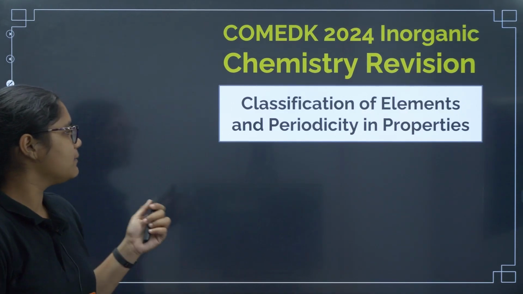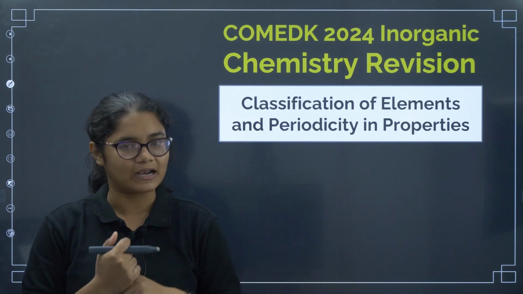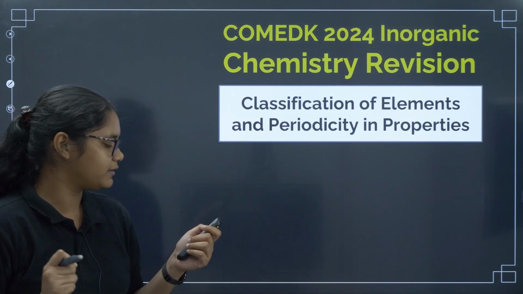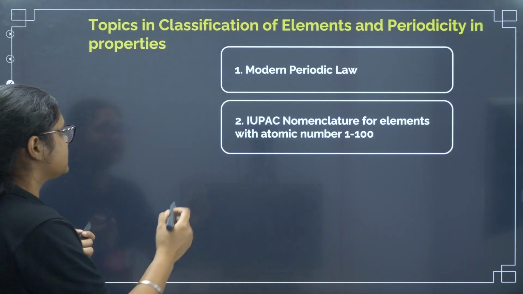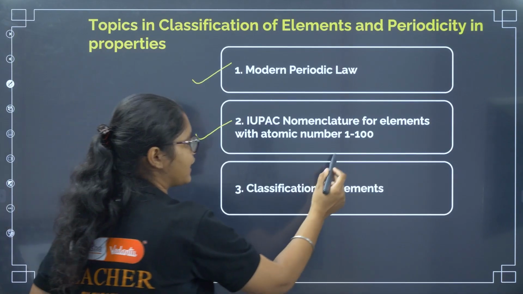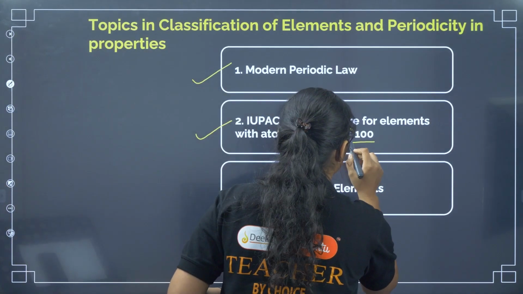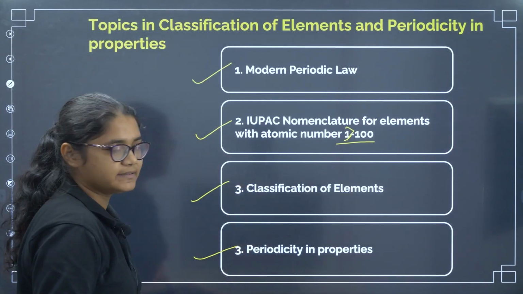Next, coming to the next chapter, which is a very easy chapter, that is classification of elements and periodicity in properties. Let us quickly revise this chapter. Some very basic things about the periodic table we have to understand. What we will understand first here: what is the modern periodic law, how to write the IUPAC nomenclature for elements with atomic number greater than 100, then classification of elements, and then periodicity in properties.